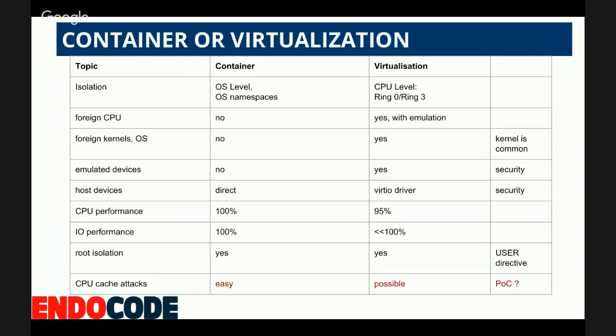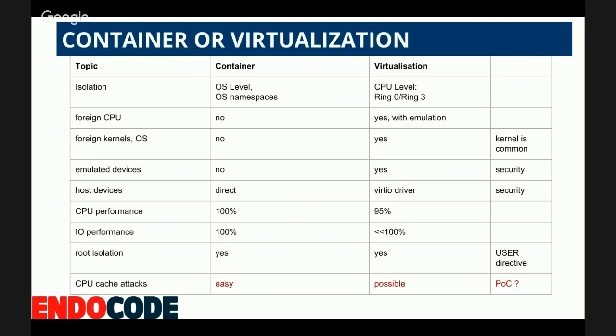The CPU performance is 100%. I/O performance is 100% because all devices are imported directly. The root isolation now in a container is working, so you don't need the user directive, but you have it, and you don't need to run your root process, your user processes in a container as root. And there is no way, even if the process escapes from the container and has been a root process, that it can access resources of the host as root.